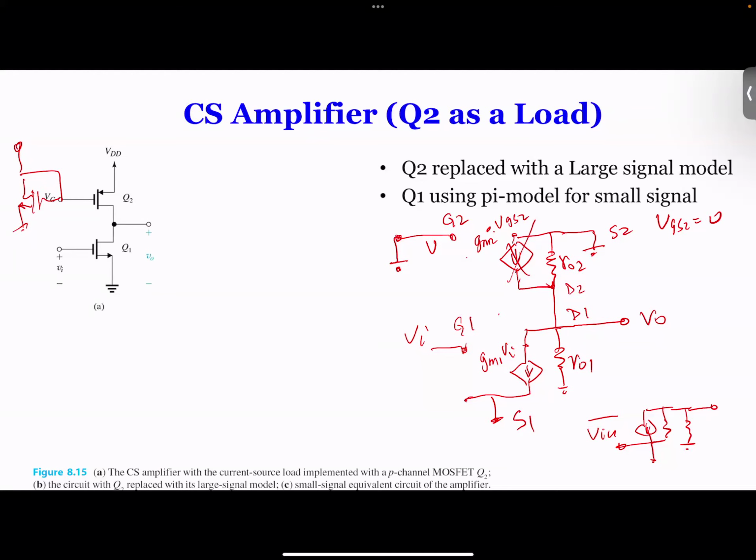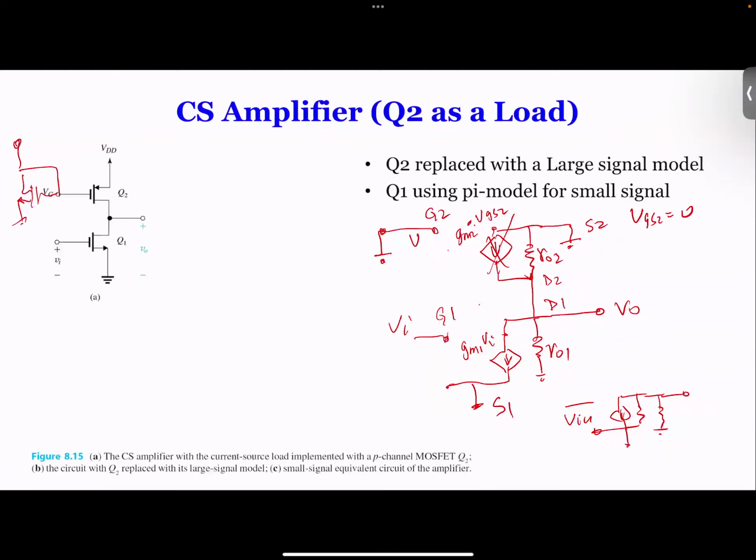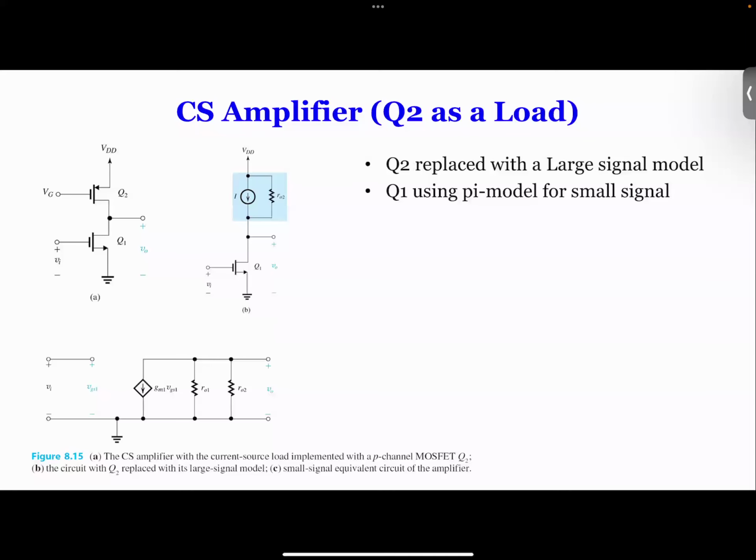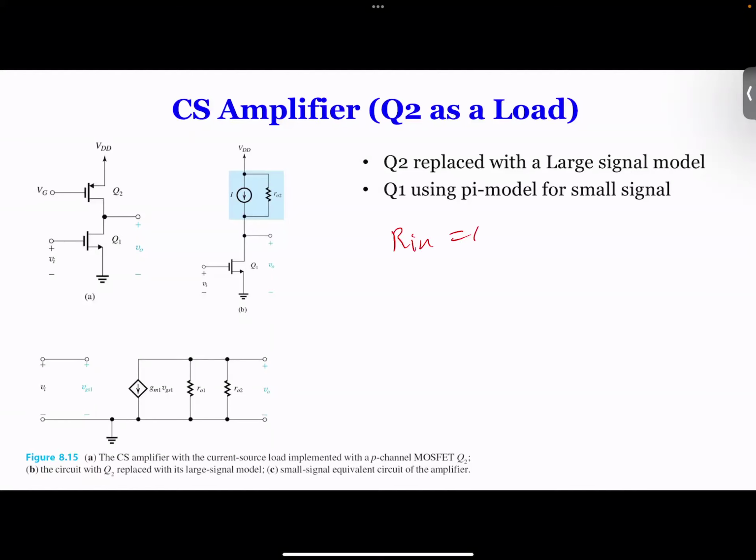So this is the ideal case where you have this. So I do have this equivalent circuit that I redraw here. So this is how they redraw the circuit. So now based on this one, we can easily derive again our gain and input resistance is infinity, and output resistance is ro1 in parallel with ro2, and our gain Av is equal to minus gm times ro1 in parallel with ro2.